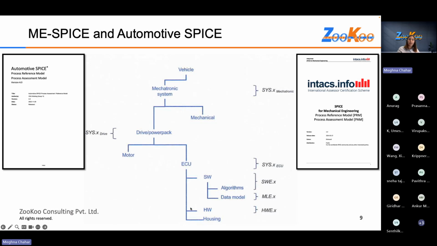But we kind of have a product structure. So here you can see with this diagram, and here what I'm trying to explain also is your product structure. We have a vehicle, we have a mechatronic system, which can be further divided into mechanical, your drivers, motors, ECUs, and so on. So we simply broke down from top to bottom into individual areas. And that is exactly what Automotive SPICE is trying to do. Whenever you see there are more than one domain, here you see we have software, hardware, housing, combined everything is ECU. And for Automotive SPICE, ECU is nothing but a system.